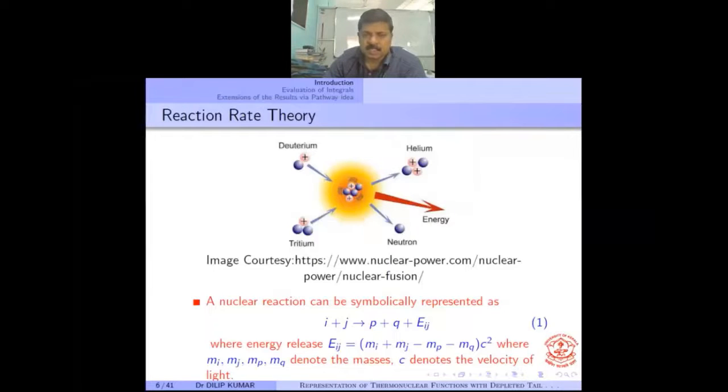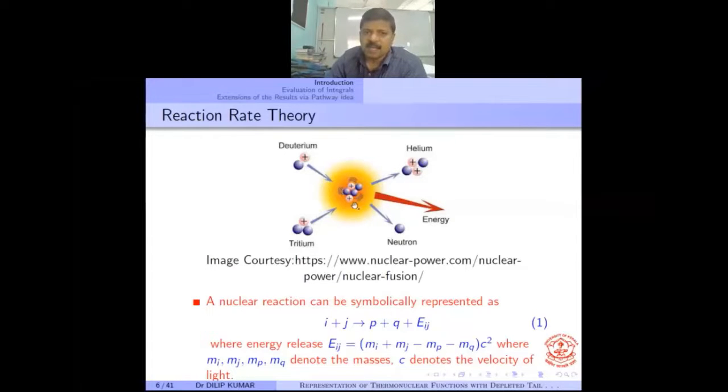So consider a nuclear fusion reaction where we consider a particle of type I and a particle of type J. Here we are just considering any two particles. In physics they may consider many physical or chemical species which are reacting, but here we consider a particle of type I and a particle of type J colliding with each other to produce a particle of type P and a particle of type Q with some energy. This can be symbolized like this.